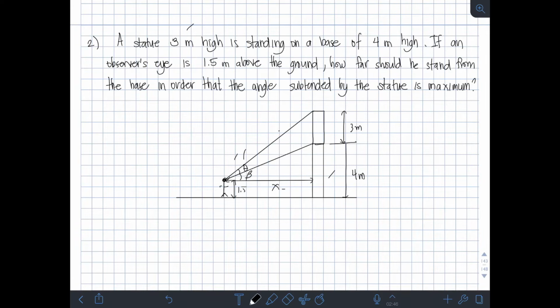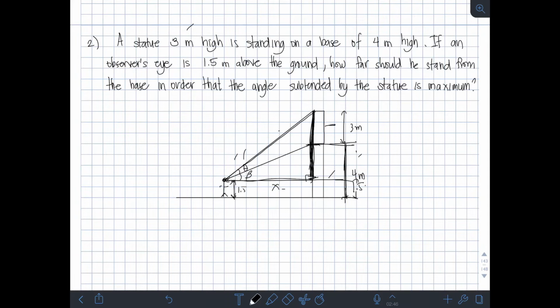Tapos, i-consider natin yung triangle na nabuo. Itong right triangle. So, ano ngayon yung total length na to? So, meron ka ng 3 dito. Ito, anong total nito? So, kasi total nito is 4. Pero, meron kang 1.5 dito. 1.5 to.